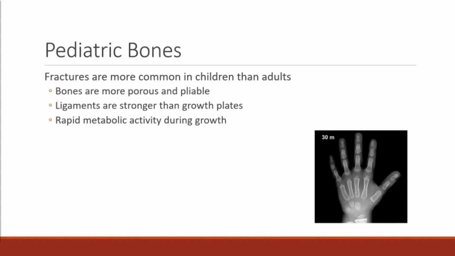And this is because pediatric bones are more porous and pliable than adult bones. Their ligaments are stronger than the growth plates, so while adults may get strains or sprains, kids usually get fractures. There's also rapid metabolic activity during growth, which makes bones more prone to breakage.